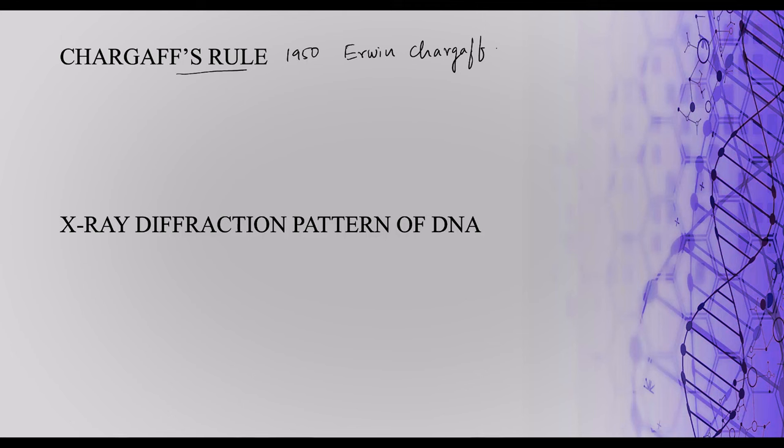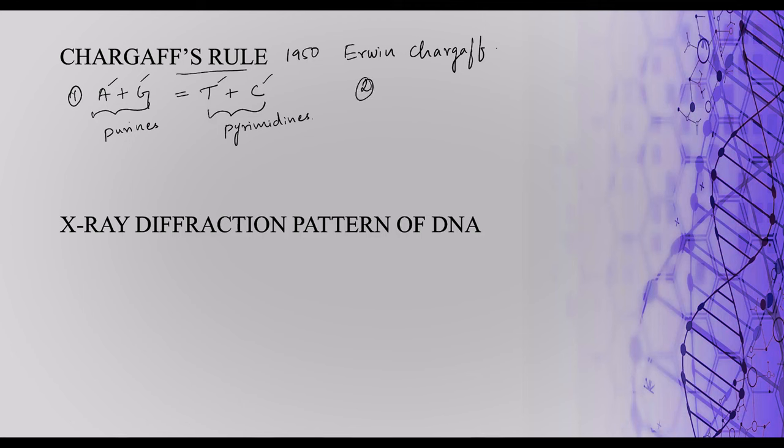Here, the first thing is that the amount of purines will always be equal to the pyrimidines, which means A plus G is equal to T plus C. These are the purines and these are the pyrimidines: adenine, guanine, thymine and cytosine. So this is the first thing.